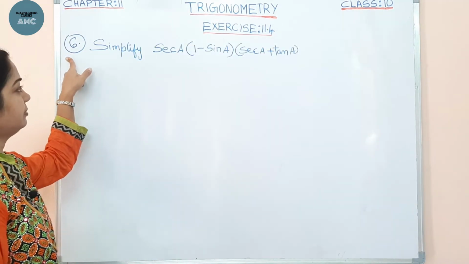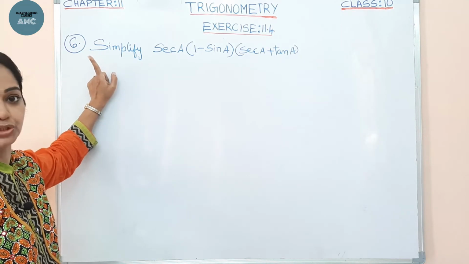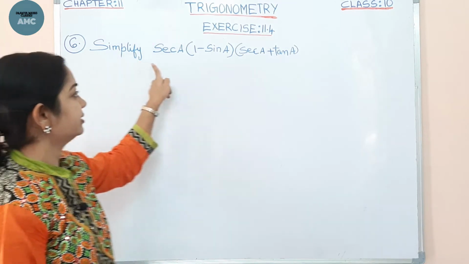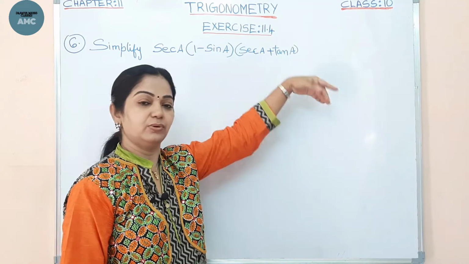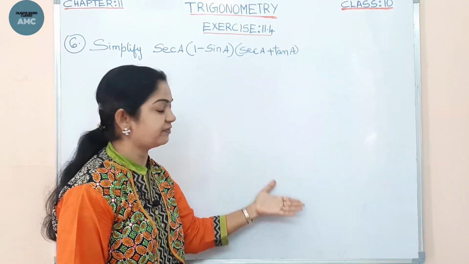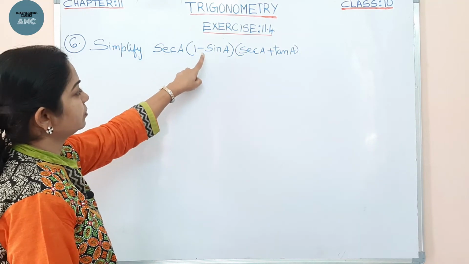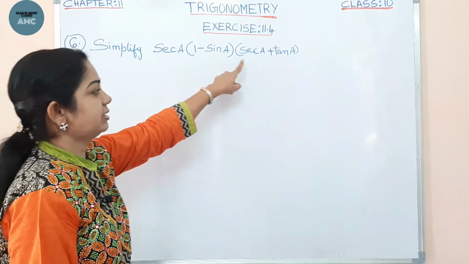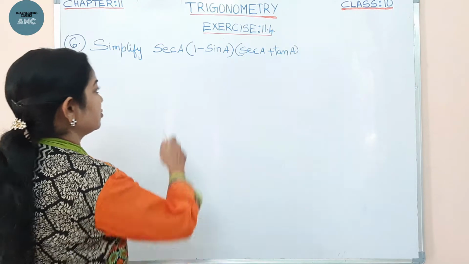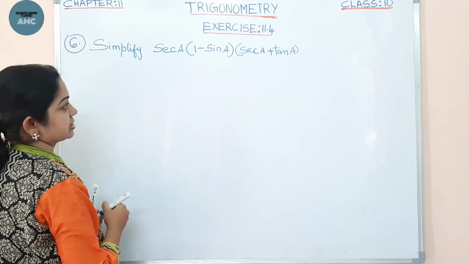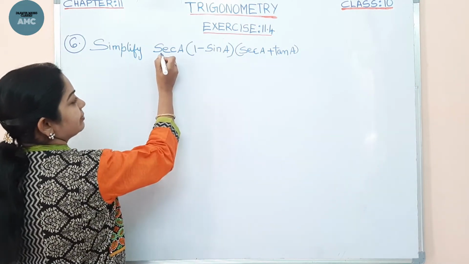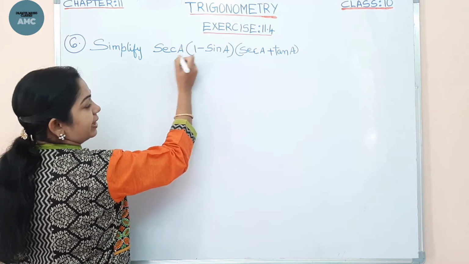Here the sixth problem is not a prove that or show that. It is given as simplify this part. No RHS is given, so we have to simplify into the simplest form. Now here secant A into 1 minus sin A into secant A plus tan A. So all are multiplications. First we'll open the bracket for these two.